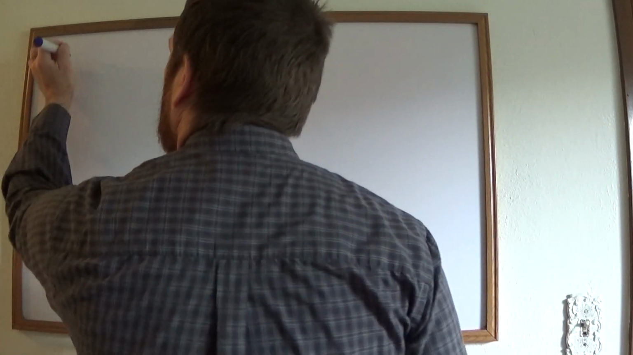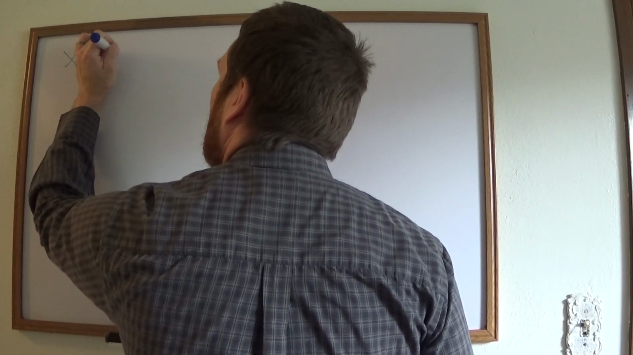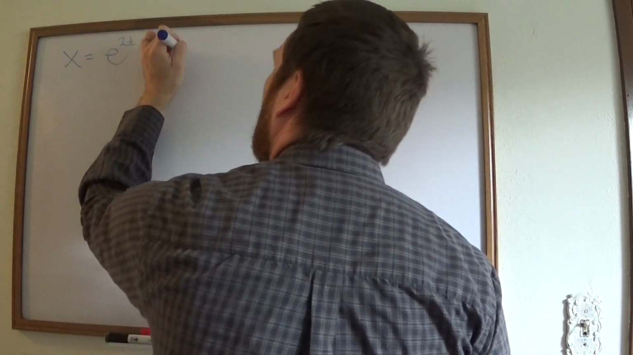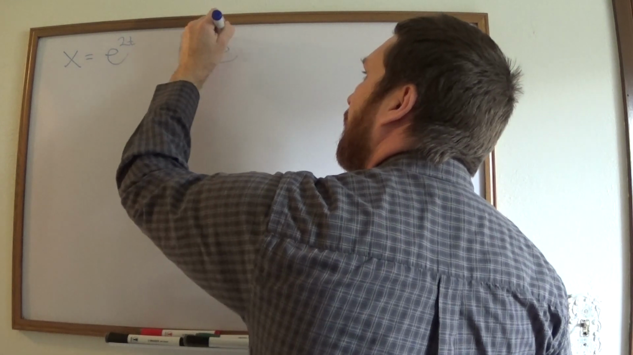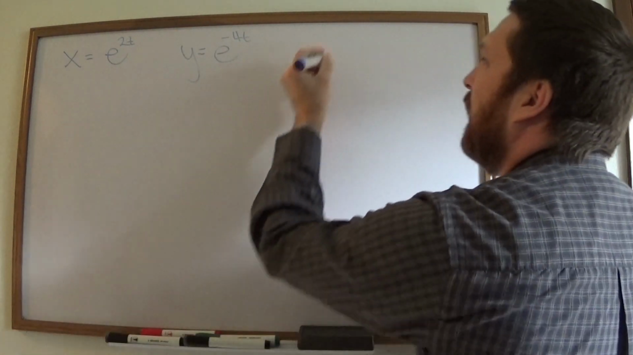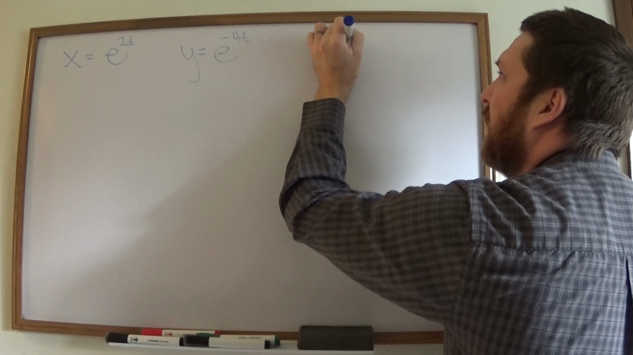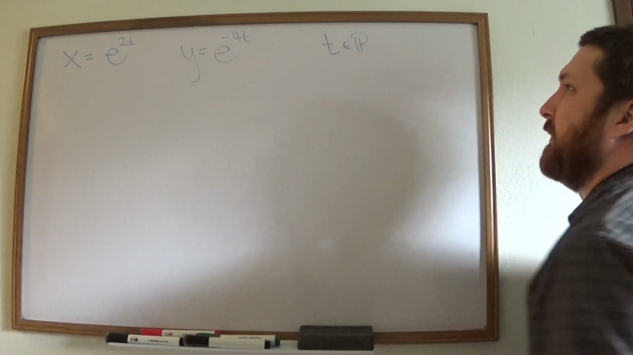How many problems is the quiz? Don't know. It's probably going to be at least 4, because there's going to be one like that, and there's going to be another parametric equation that probably doesn't involve trig, right? So something like this. Let's just say reals. There we go.